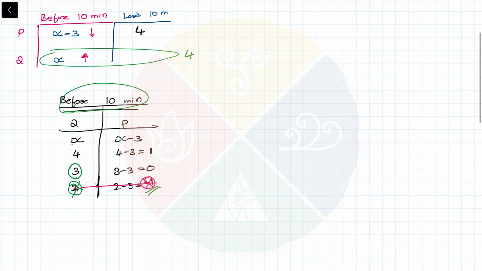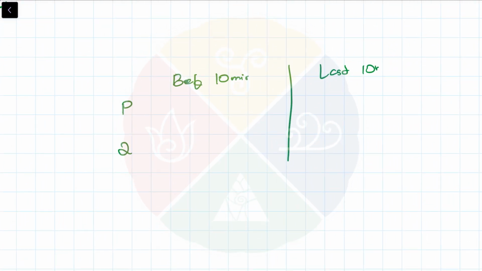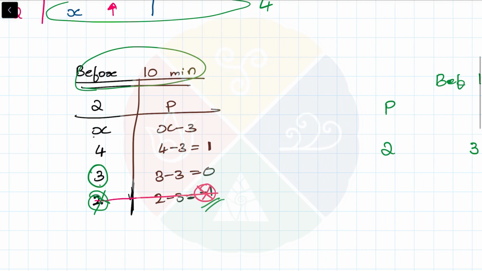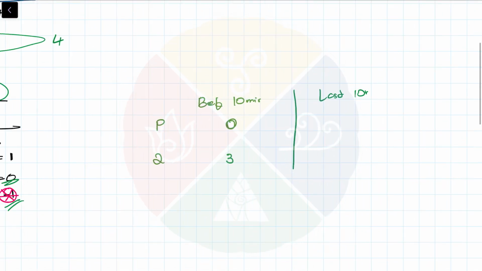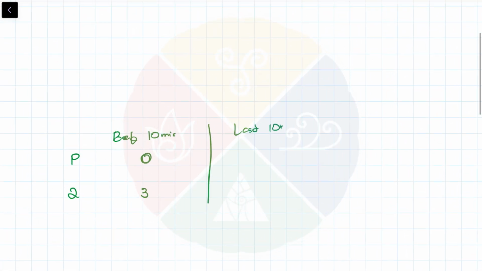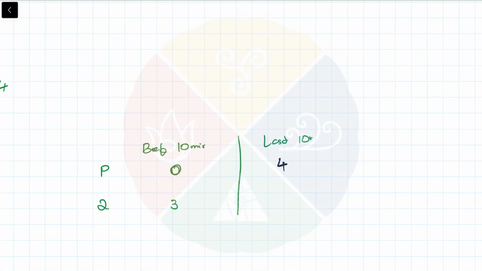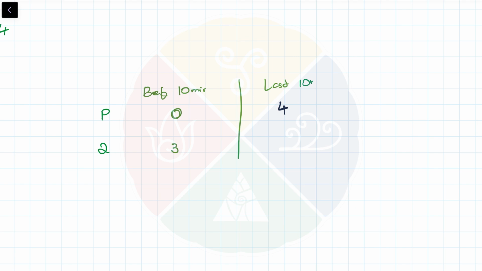First scenario is, so let me write it again. P, Q, before 10 minutes, last 10 minutes. So the first scenario is Q scoring 3 goals before the last 10 minutes, and P would be scoring 3 minus 3, 0 goals. I'm combining both the statements. And then P in the last 10 minutes just went and scored 4 goals, and Q should get in total 4 goals, right? So 1 goal should come from here.